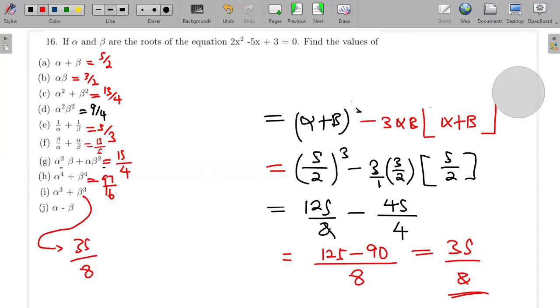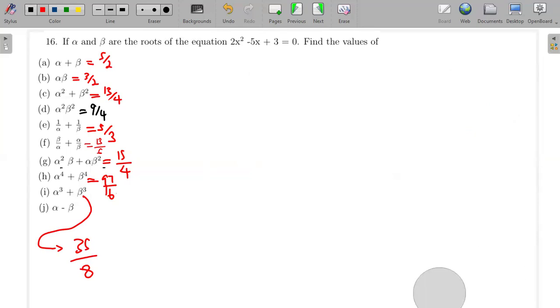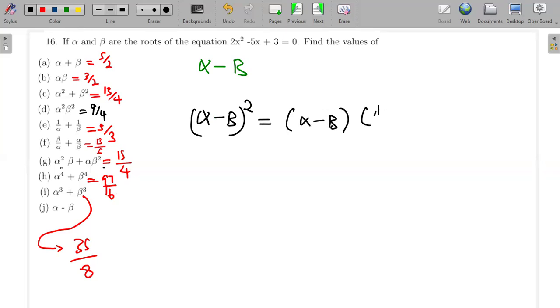Okay, so now let's look at the last one on these questions here. So the last one is alpha minus beta. How do we get the identity for alpha minus beta? We get the identity again by just saying alpha minus beta, and then we say squared. So this will be the same as alpha minus beta multiplied by alpha minus beta. I want to express this in terms of the sum and the product of the roots, meaning alpha plus beta and alpha multiplied by beta.